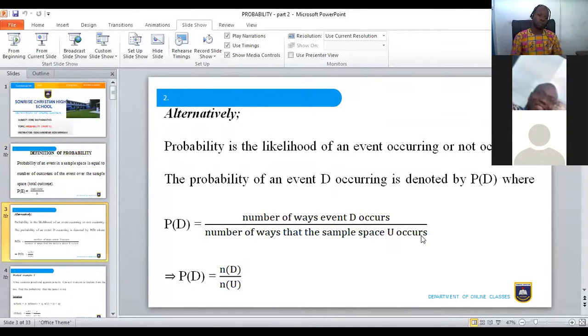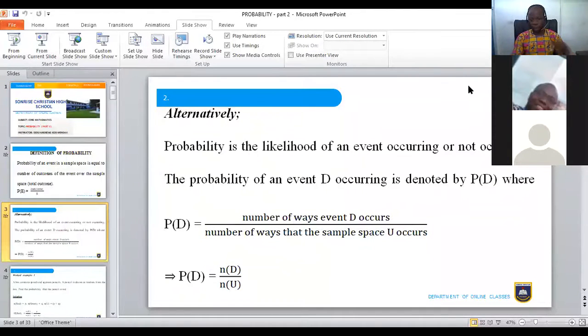So if you perform an experiment, it is possible that an event will occur. If you flip a coin, it is possible that an event will occur.